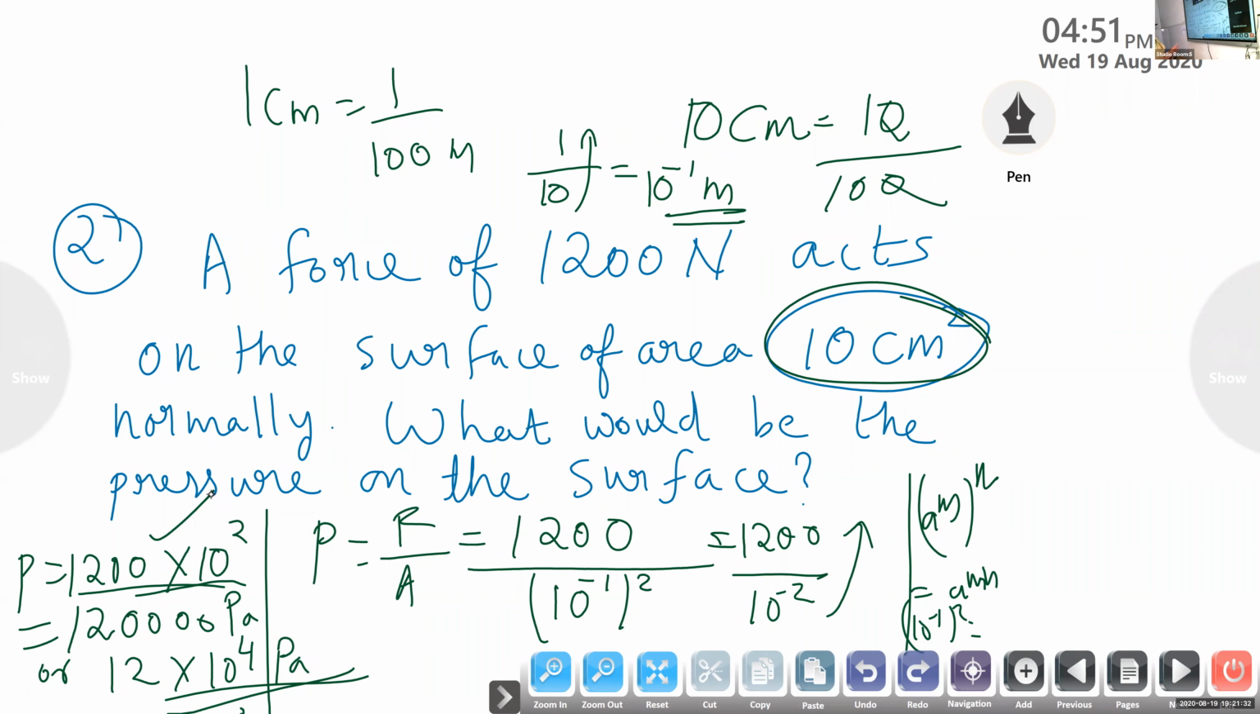In physics it is like that, but in maths you have to write the digits. This way we can write it in powers of 10 and then write the unit. Are you all okay with this, children?